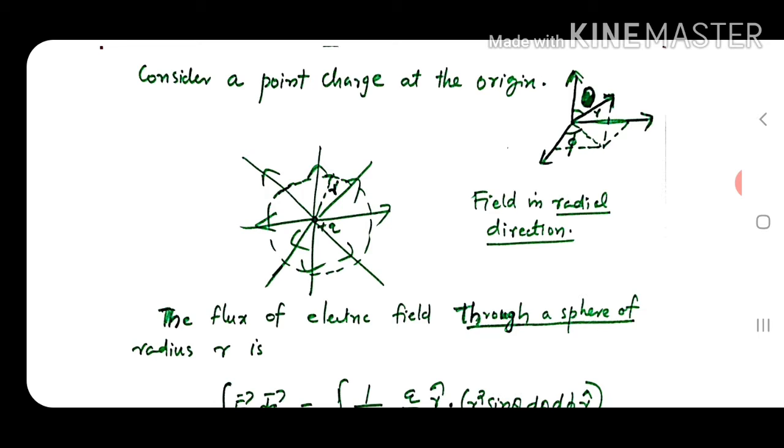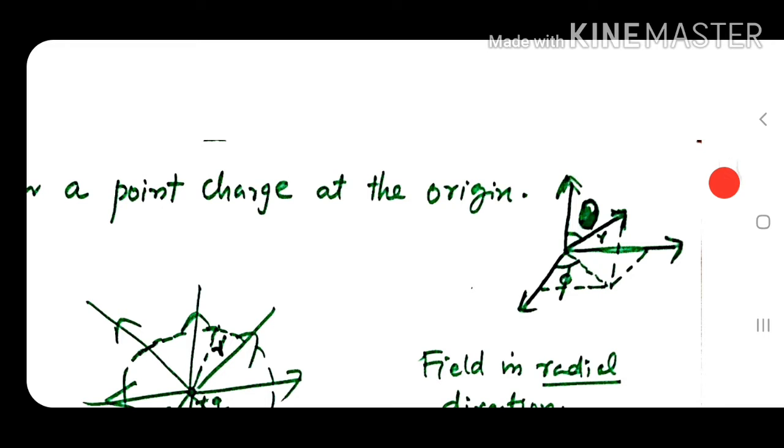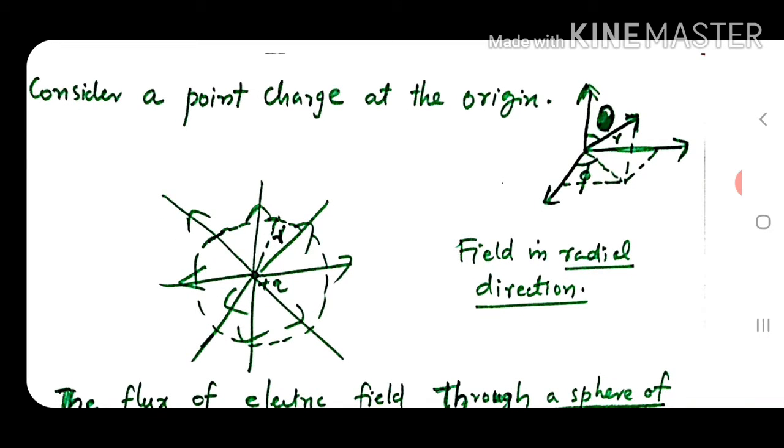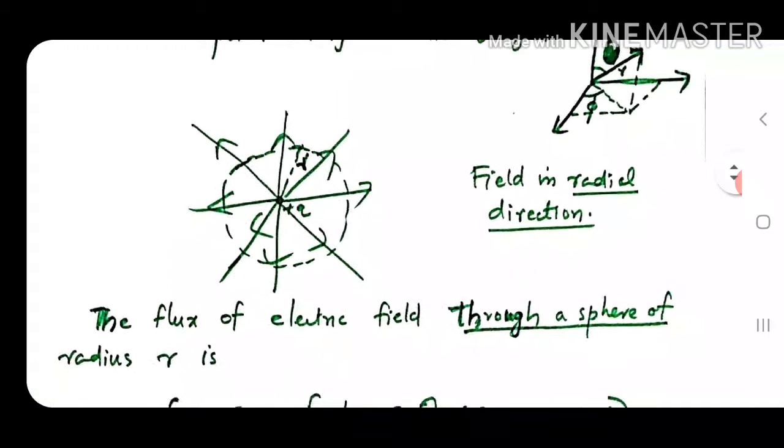In the spherical polar coordinate system, we have three coordinates r, theta and phi. We have studied it. So for a sphere of radius r, this r will be fixed. Theta and phi will vary over the surface. So when we integrate over the surface, theta and phi will vary. R will remain fixed, which is the radius of the sphere that we are considering around the point charge.